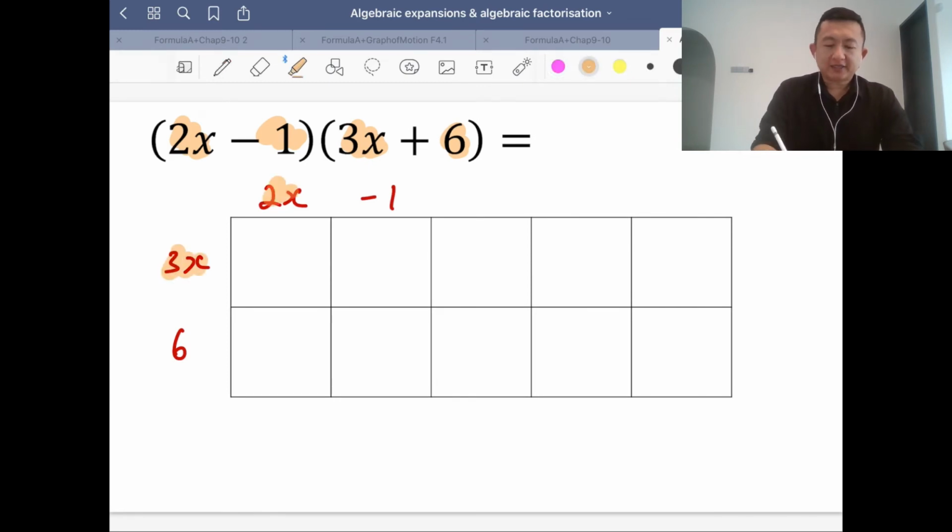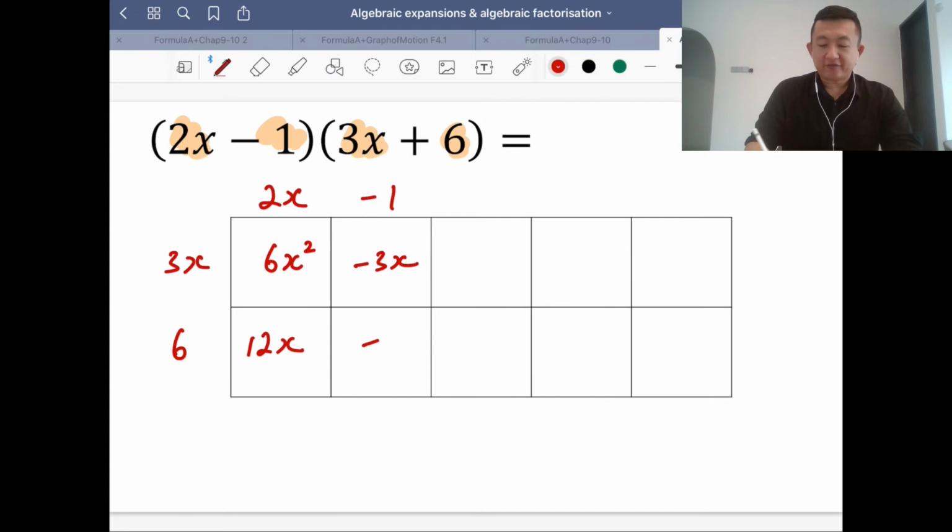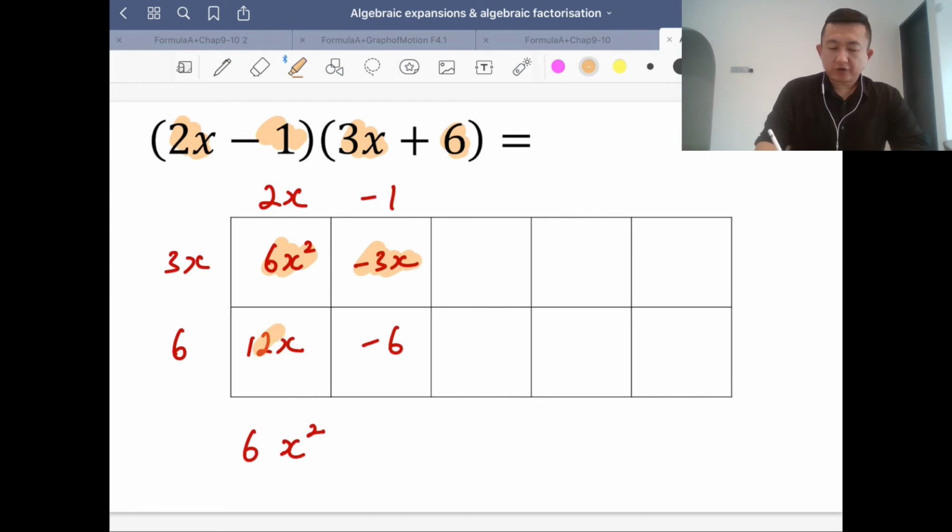Okay, 3x and 2x. What do you have? You have 6x squared. 3x and -1. What do you have? You have -3x. We do the same thing for the second row. 6 and 2x, we have 12x. 6 and -1, and we have -6. Okay, now you can combine it. You have 6x squared minus 3x plus 12x minus 6.